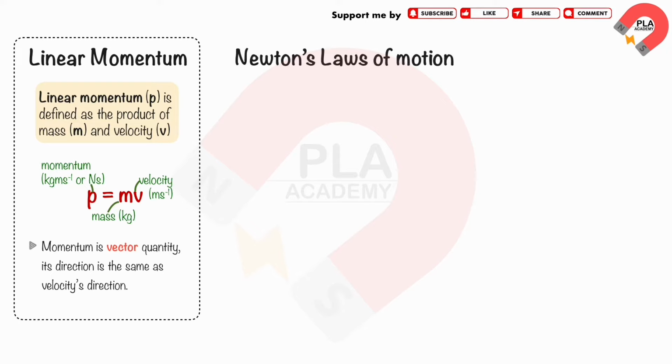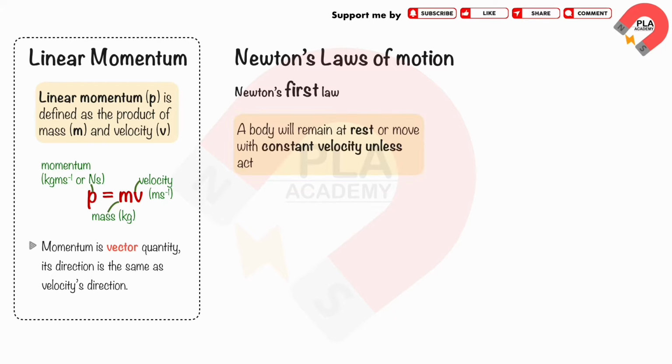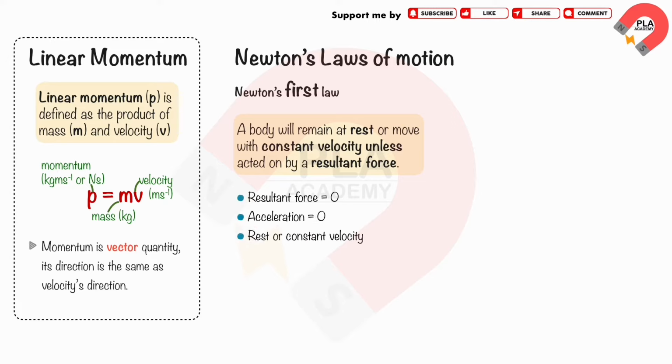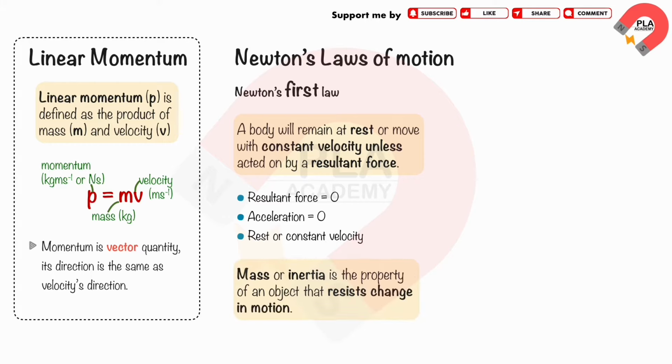Newton's laws of motion. Newton's first law states that a body will remain at rest or move with constant velocity unless acted on by a resultant force. So, we can conclude that if there is no resultant force, there is no acceleration, causing the object to be at rest or at constant velocity. Newton's first law is often called the law of inertia. The inertia of an object is measured by its mass. Mass or inertia is the property of an object that resists change in motion.